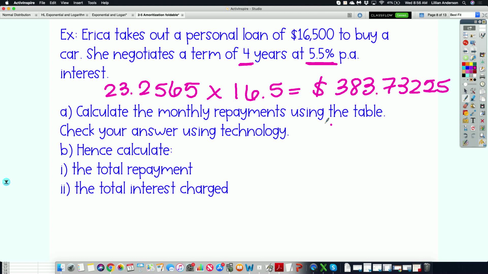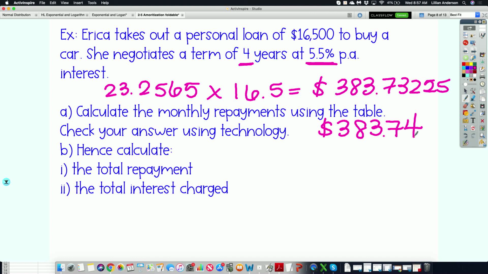So Erica's going to have to pay $383.74 every month for the next 4 years to pay off that car loan. Okay? So in this case, your rules of rounding don't apply. You're always going to round up. Okay? So for amortization and annuities.